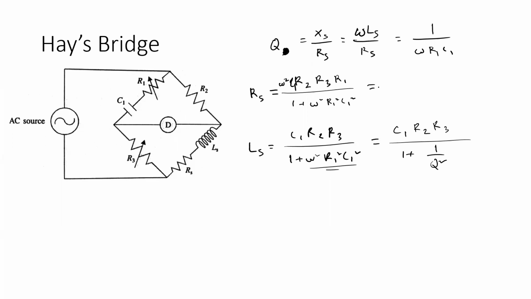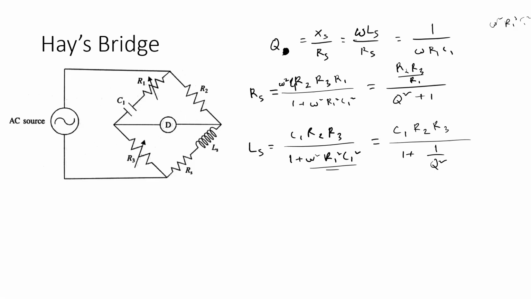And for Rs, we can divide both the numerator and the denominator by omega square R1 square C1 square. Then by doing so, we can again express Rs in terms of the quality factor. So this 1 by omega square R1 square C1 square would actually give me q square plus 1.